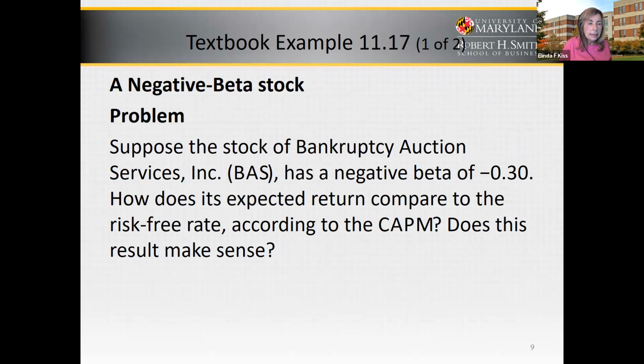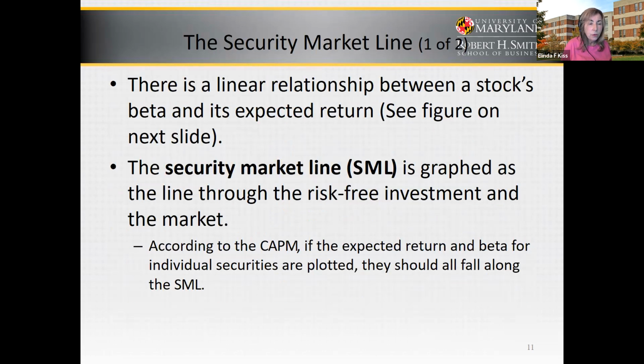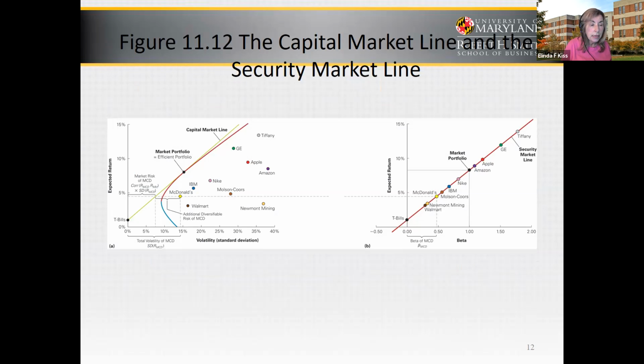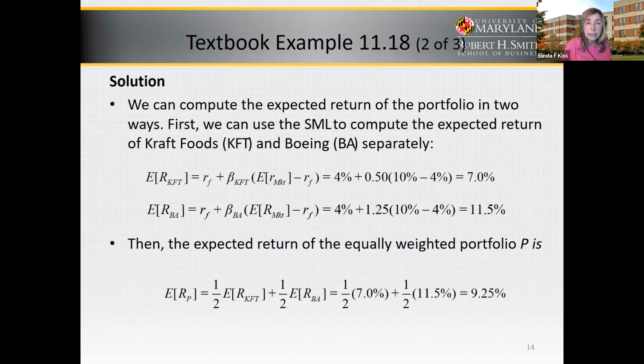On slides 9 and 10, I show you a problem from the textbook on using negative beta. If you can find a negative beta stock, it can provide recession insurance in a well-diversified portfolio. There is a linear relationship between a stock's beta and its expected return. The security market line, SML, is graphed as the line through the risk-free investment and the market in slide 12. The beta of the portfolio is the weighted average beta of the securities in the portfolio. You can see a sample problem on these slides 13 to 15, and I have worked it in Excel.